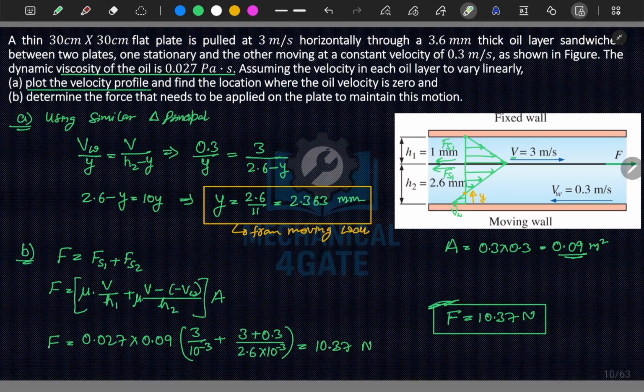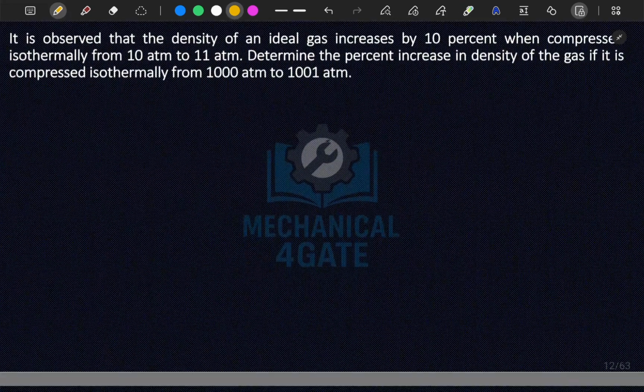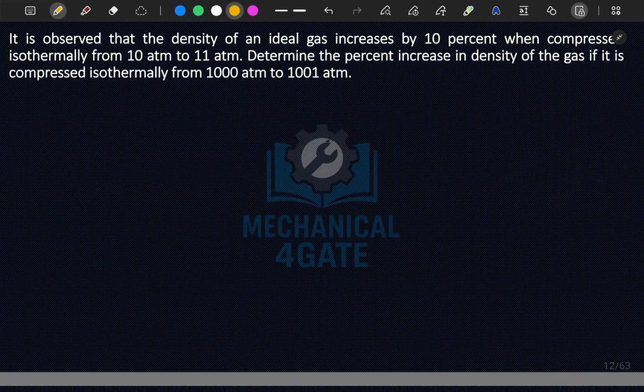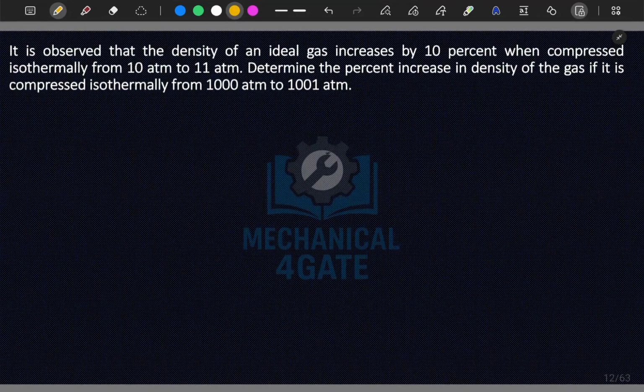Okay, so now moving to the next question. It is observed that the density of an ideal gas increases by 10% when compressed isothermally from 10 atmosphere to 11 atmosphere. Determine the percentage increase in density of the gas if it is compressed isothermally from 1000 atmosphere to 1001 atmosphere.